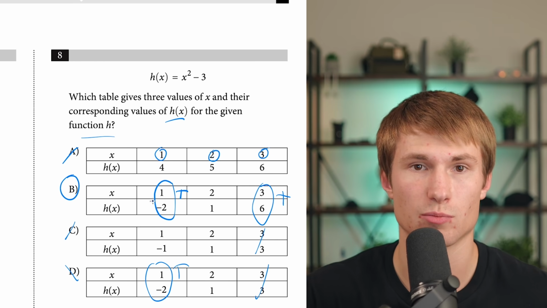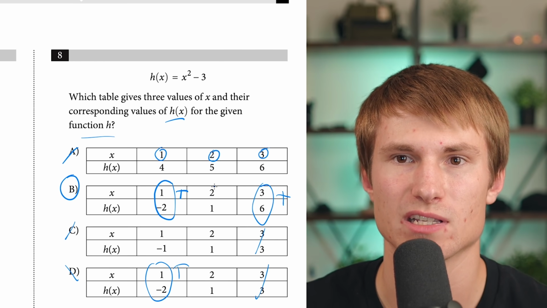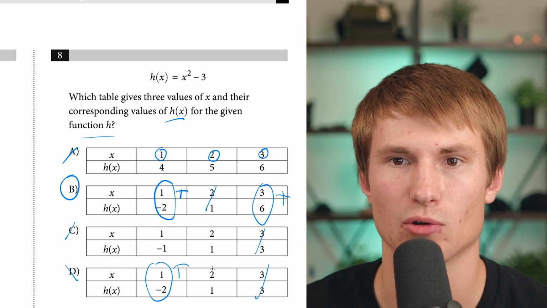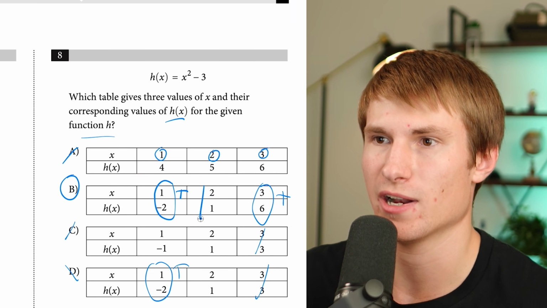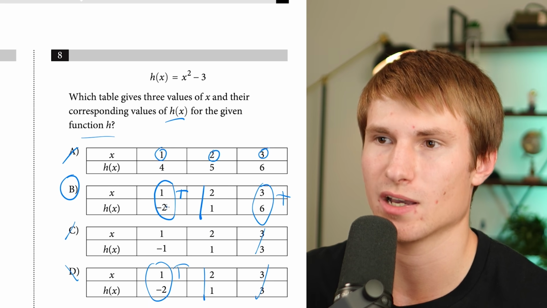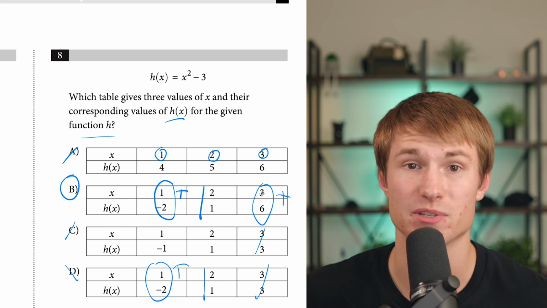Just to point this out really quickly, the reason I chose 3 is because I saw that 2 and 1 here are both the same. Because 2 and 1 were the same, and B and D were the two that I had narrowed it down to, there was no point in checking them. I went ahead and moved on to using the x value of 3.